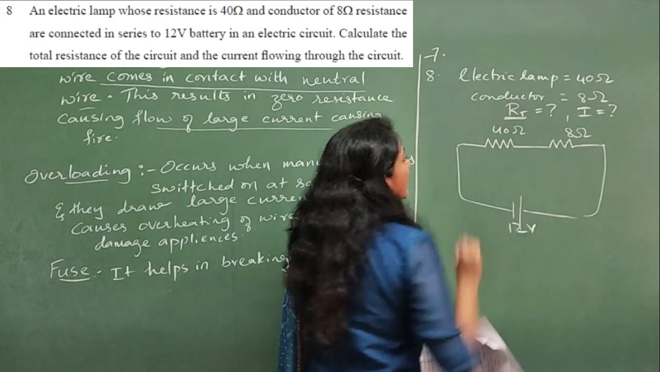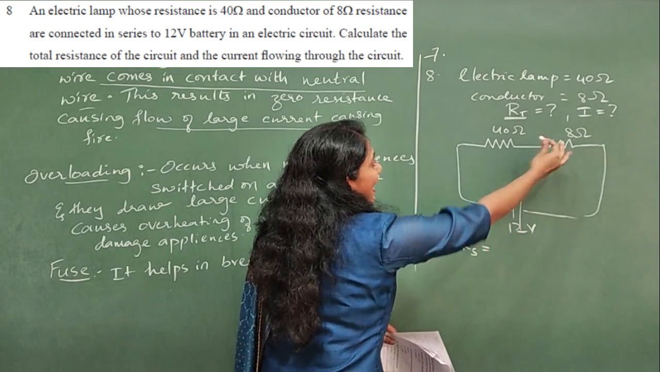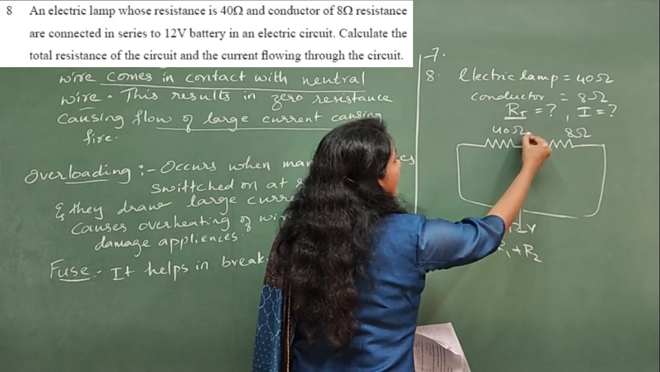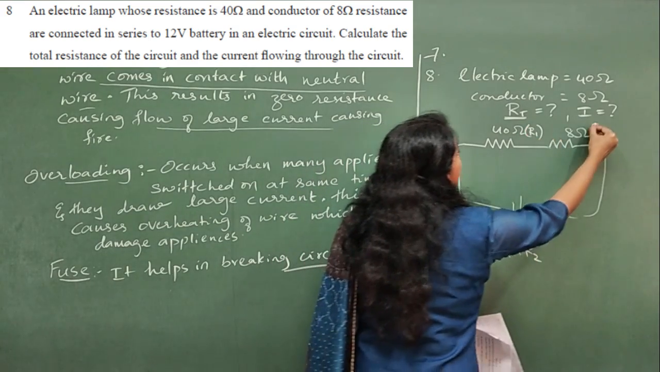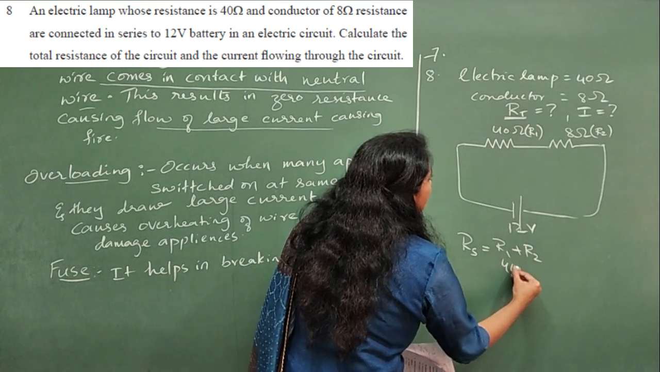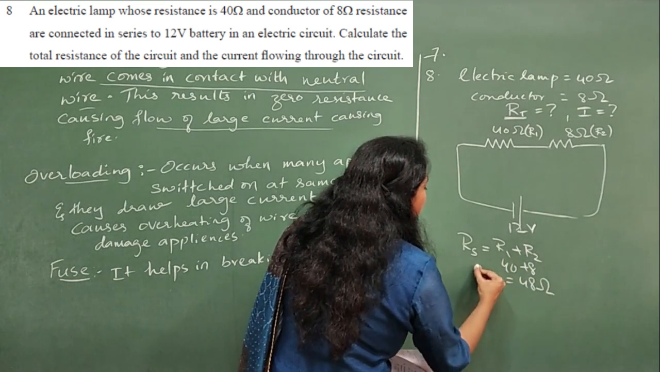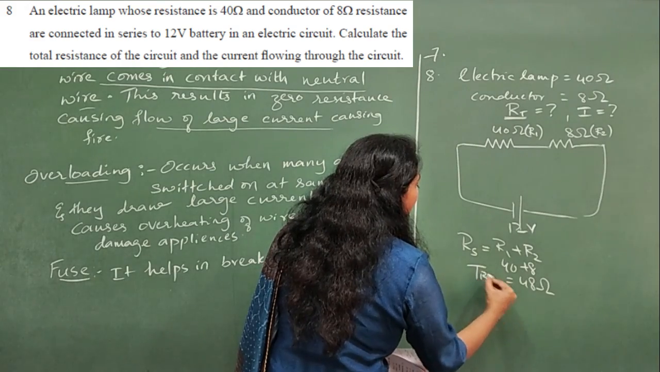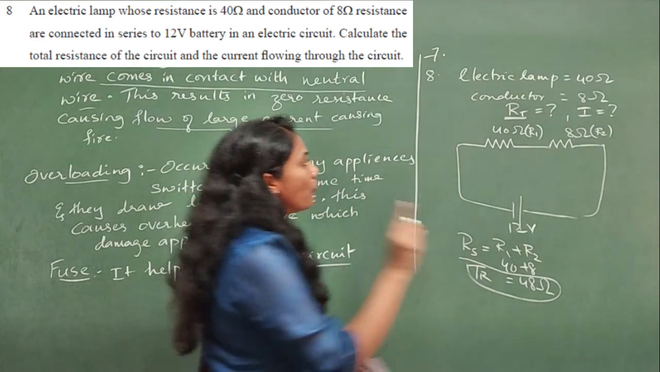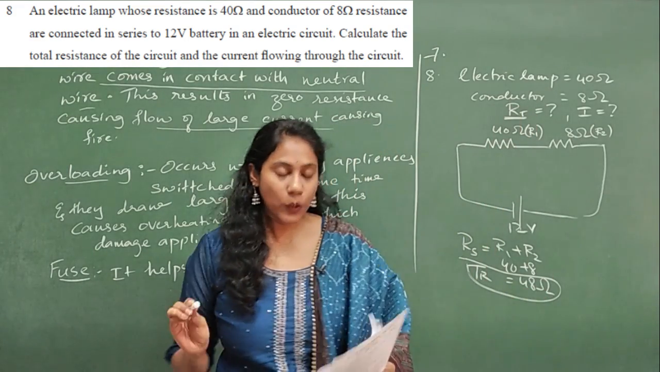First you find the total resistance. See, what is the resistance in series? You just add both of them, right? R1 plus R2 is the formula. Suppose this is R1 and this is R2. So what you will do? You just do 40 plus 8, which is equal to 48 ohms, the total resistance, right? So for one question, we have got the answer. Total resistance is 48 ohms.